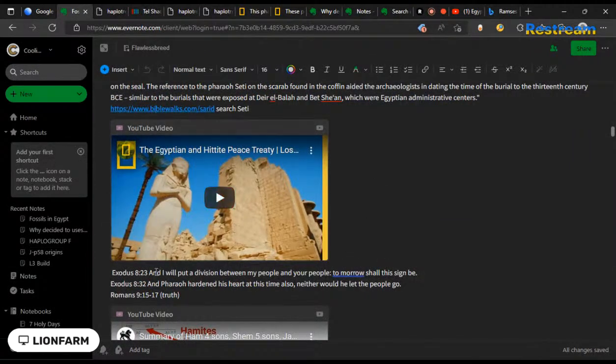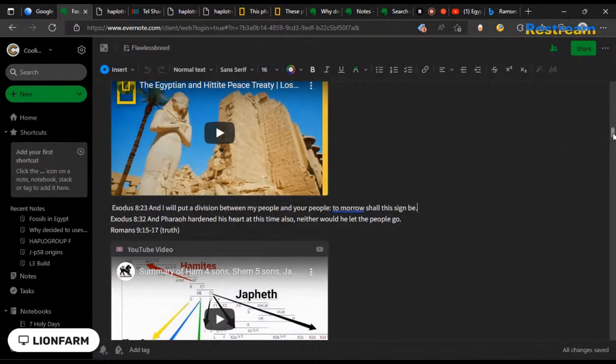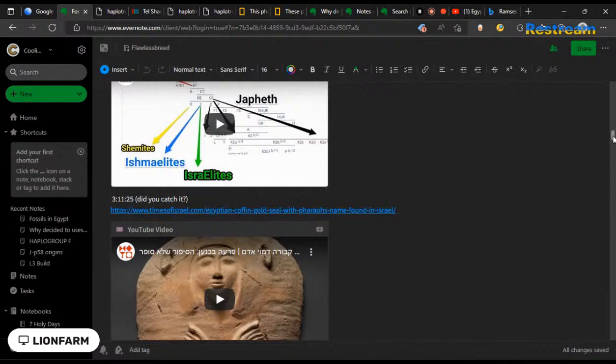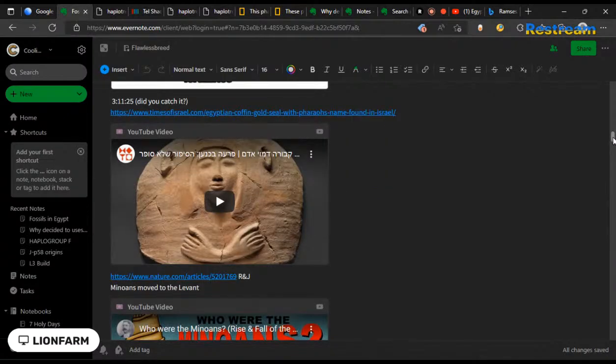So why is that important? Because Yah said something at that time. He said, Exodus 8:23, "And I will put a division between my people and your people, and tomorrow shall this sign be," right? So it's a difference between the people of Pharaoh and the people of God, right? Just to get a little understanding of these things. Let's dive a little more into it.